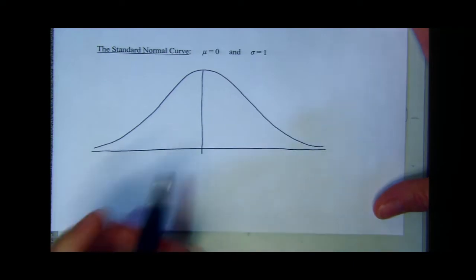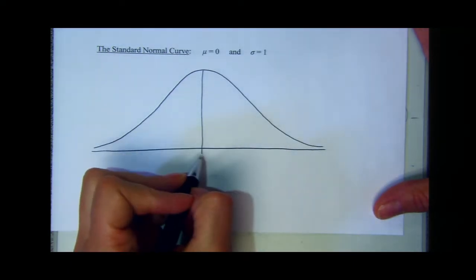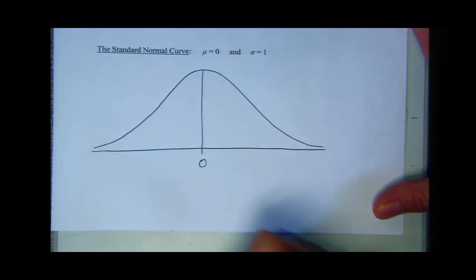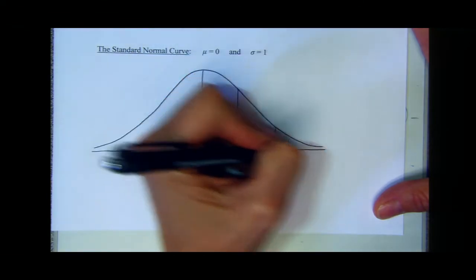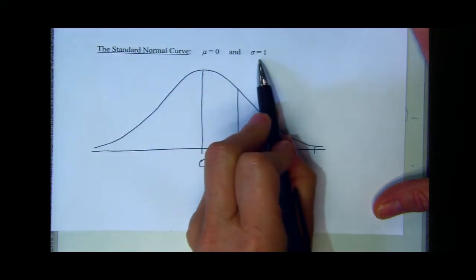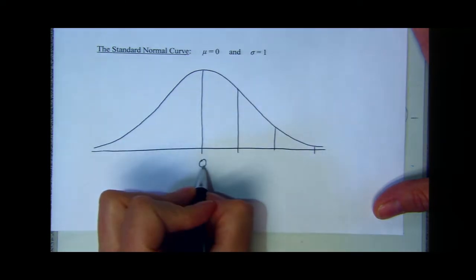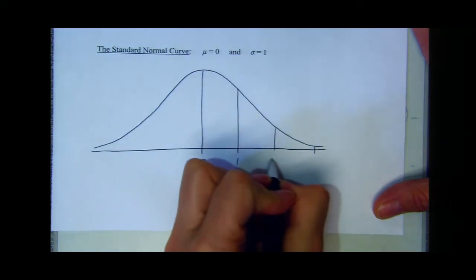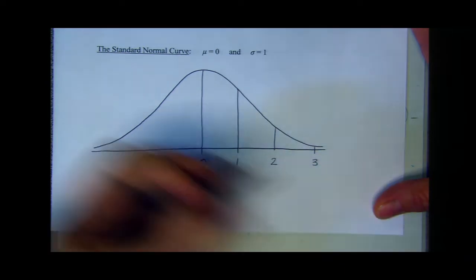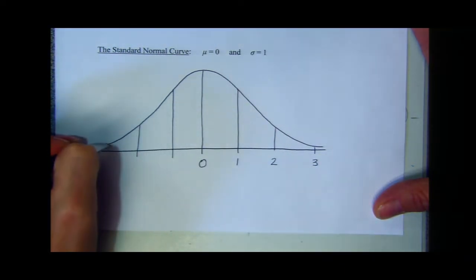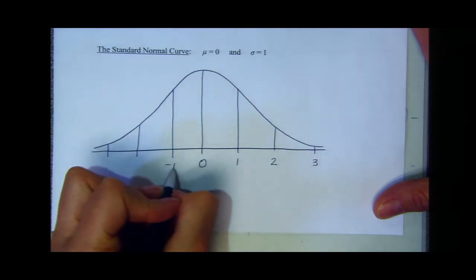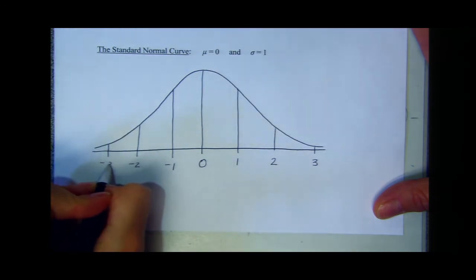So now, instead of putting mu here, I know when it's standardized, mu is always 0. And then as I go to the right, my standard deviation is 1, so I do 0 plus 1, plus 1, plus 1. And as I go to the left, I will subtract 1. So it looks like a number line.